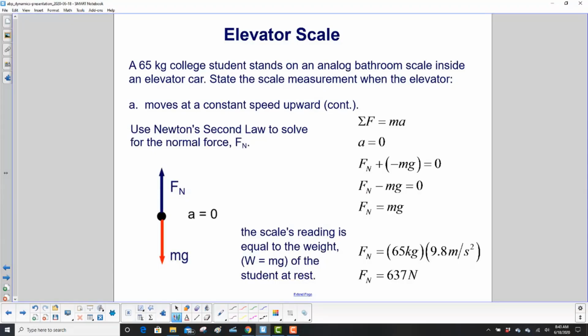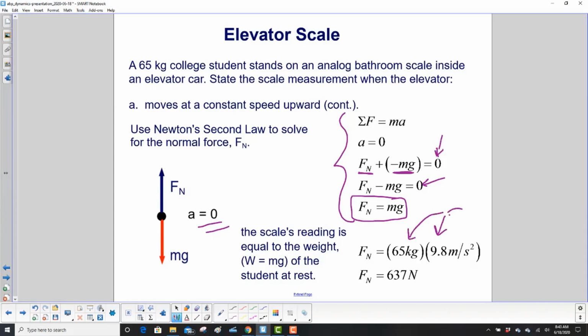Once we have the free body diagram, we can then apply Newton's second law. So the sum of the forces is ma, our acceleration is 0, so the equation becomes the normal force, which is in the upward direction, so it has a positive sign. Gravity is pulling down, so we have negative mg, and since the acceleration is equal to 0, the vector sum is equal to 0. So we have the normal force minus mg equals 0, add mg to both sides. It cancels out on the left, winds up on the right, and we have the normal force as mg. We then substitute in our numbers.